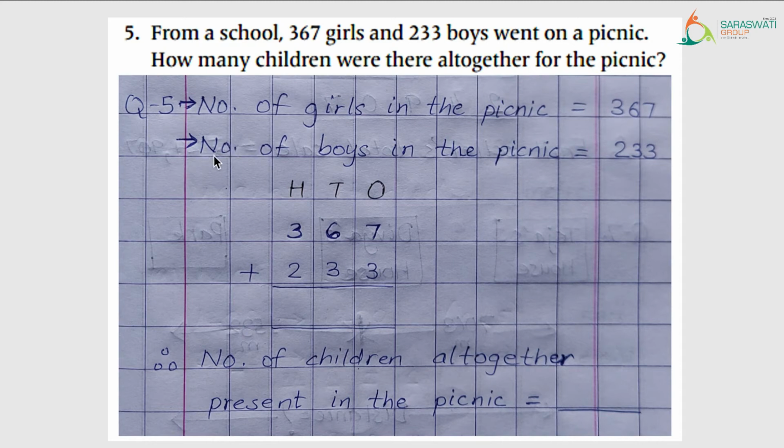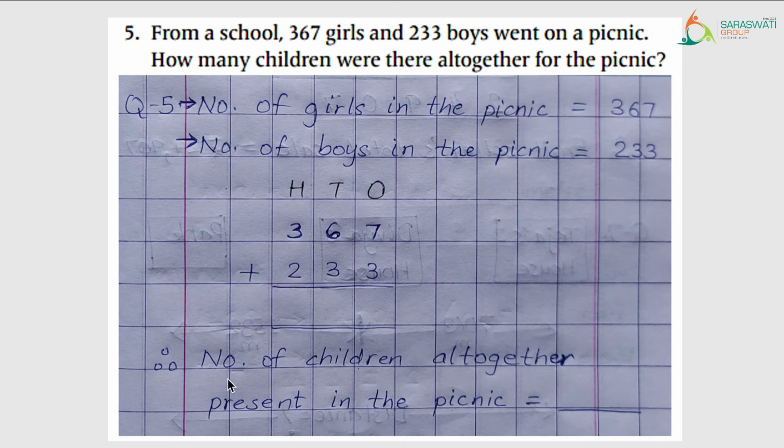Then next statement, number of boys in the picnic, then equal to sign and again the given number in the question. And then we have to perform addition, right? Because यहाँ पे क्या पूछा है, how many children were there altogether for the picnic, right? Note the keyword over here, altogether. So noting down the places over here, ones, tens, hundreds, and writing the two numbers, right? जो हमारे add-ins है. Then do not forget the addition sign and carefully perform addition operation.